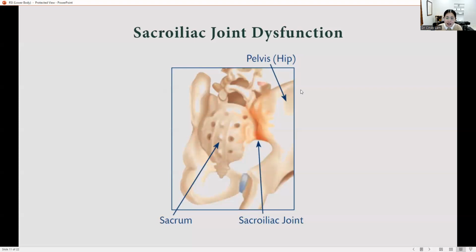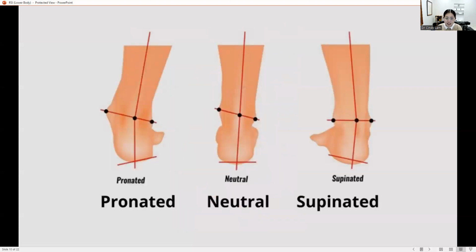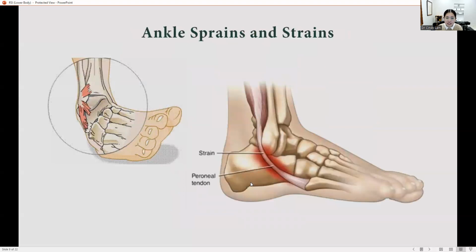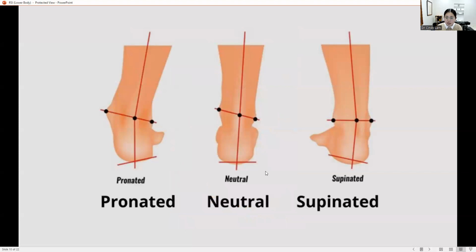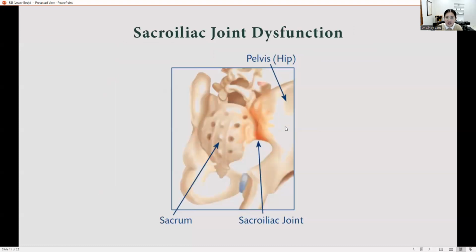But assuming that a person's ankle is no longer in an acute sprain, and if they've got a chronic strain instead, and tendonitis in the peroneal tendon, it's important we start looking at how the patient's feet are turning, as well as what the joint movement is like in the sacroiliac joint.